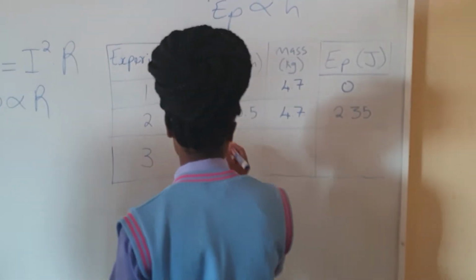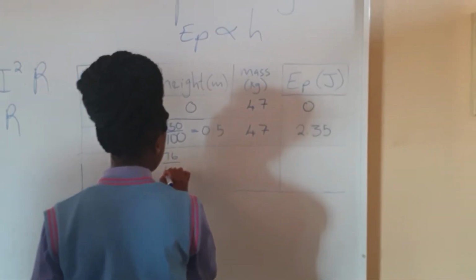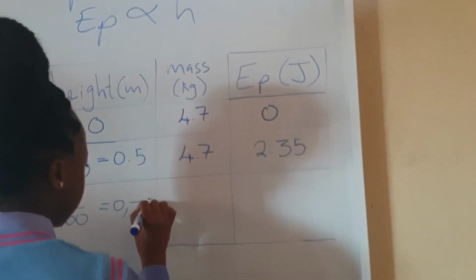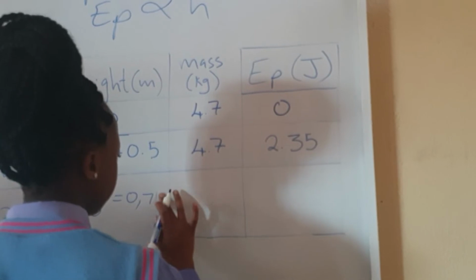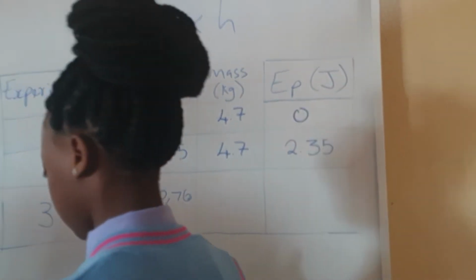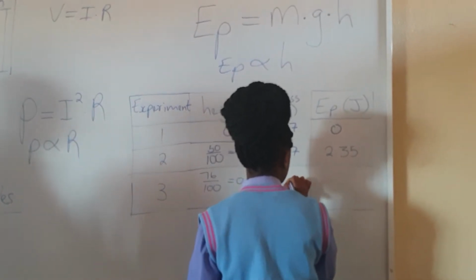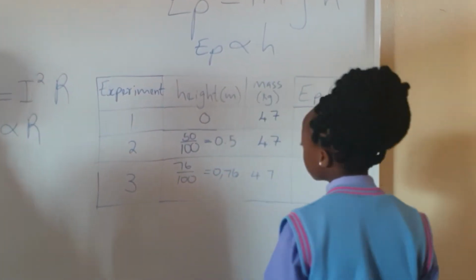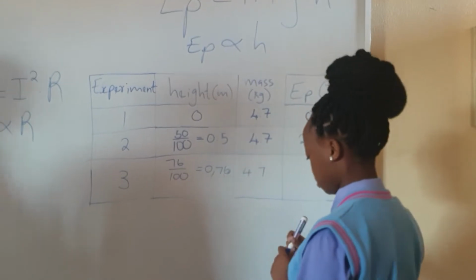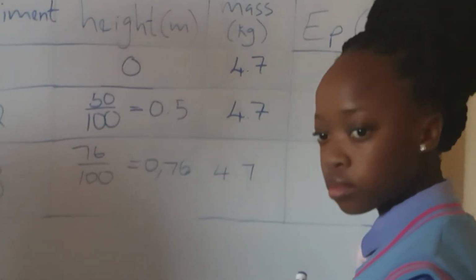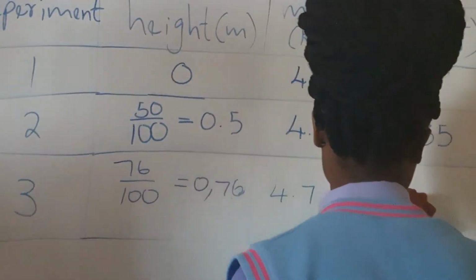76 divided by 100. Remember, we're converting centimeters to meters. 0.76. 0.76. Same mass. The mass is still the same block, 4.7. Then can you calculate the potential energy? 35. That is 35. So that is 35. Yes.